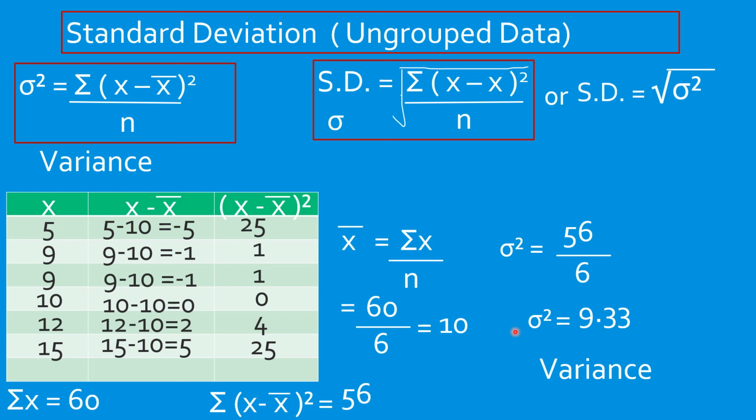Which means that we already computed the variance, which is 9.33, that's the result a while ago. To get now the standard deviation, simply get the square root of 9.33. Substitute, that is equal to the square root of 9.33, and the square root of that is 3.05. That is now the standard deviation. Okay, it's very easy.